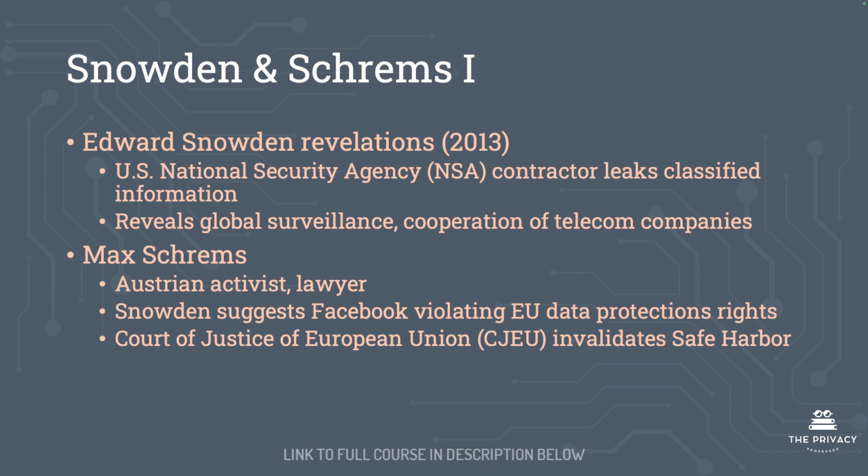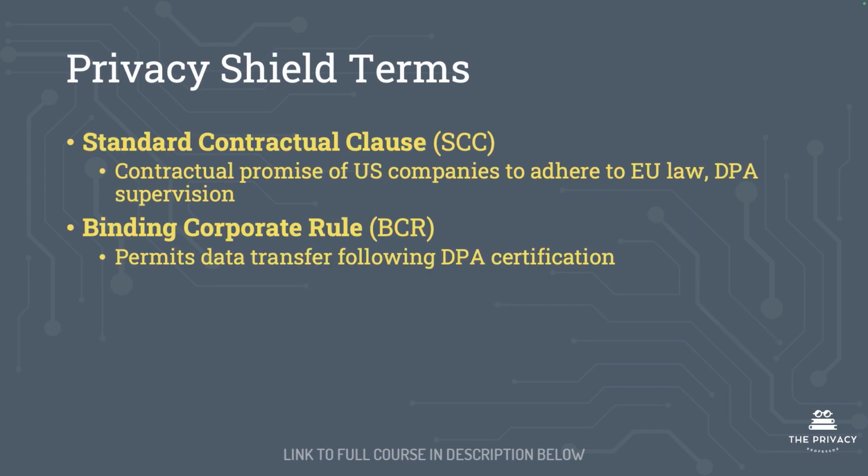These revelations led Max Schrems, an Austrian activist and lawyer, to bring a case to the Court of Justice of the European Union, alleging that the Snowden revelations suggested that Facebook was violating the EU's data protection rights. Schrems I and the CJEU, again that's an acronym for Court of Justice of European Union, invalidated the Safe Harbor Agreement. Succeeding Safe Harbor was the Privacy Shield, and there are 2 terms that you need to know related to the Privacy Shield. These are Standard Contractual Clause, or SCC, and Binding Corporate Rule, BCR.